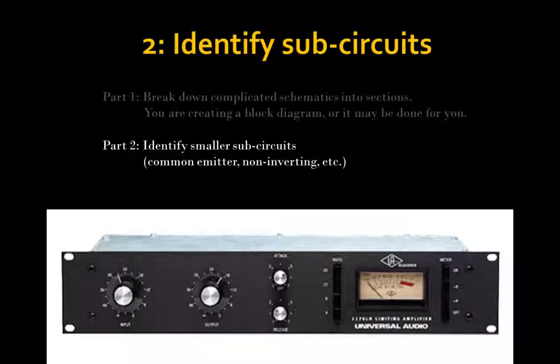So the second half of this is to identify subcircuits, things that we already know about. Common emitter, common collector, inverting and non-inverting op-amp circuits, common cathode, common anode. Anything we've seen before, high-pass filters, low-pass filters, even voltage dividers are worth noting. So you can refer back to what you know about those particular subcircuits.